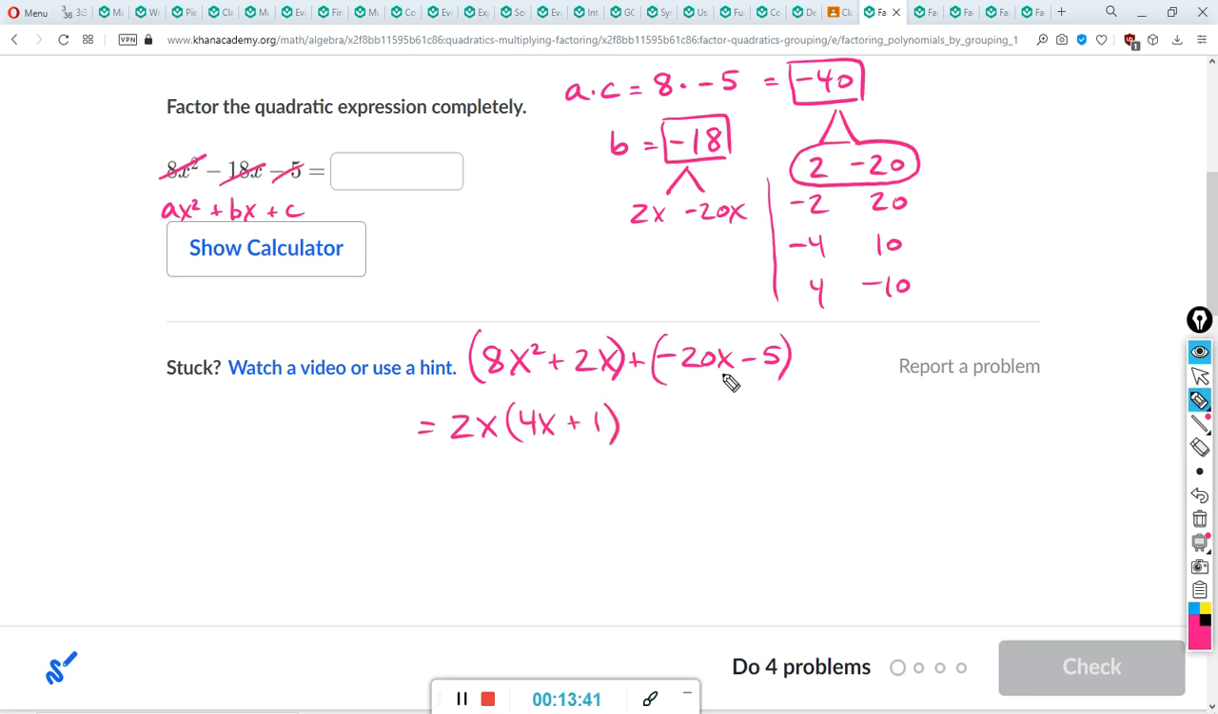Okay. Now these here are both negative. I'm going to factor out a negative 5. Negative 5 times what is negative 20x? Well, that's just 4x. Negative 5 times what is negative 5? Well, that's just positive 1. So we have 2x times 4x plus 1 and negative 5 times 4x plus 1. So 2x minus 5 is multiplied by 4x plus 1.